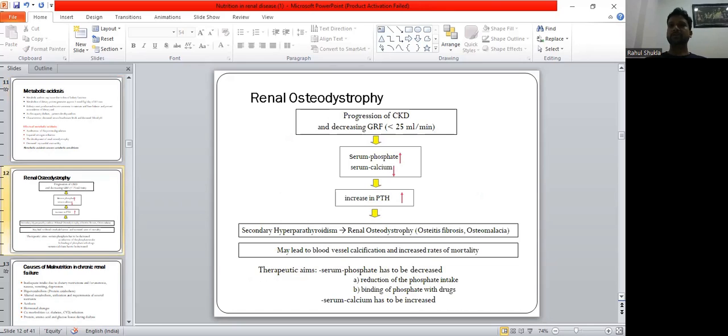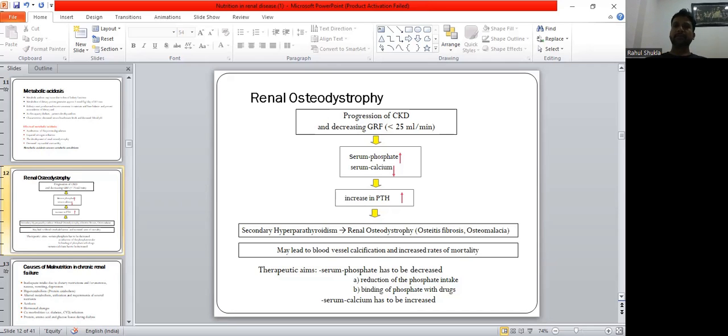Now coming to renal osteodystrophy. As the GFR decreases to less than around 25 ml per minute, there is an increase in serum phosphorus and serum calcium decreases, and this stimulates the parathyroid hormone. Because of hyperparathyroidism, there is osteitis fibrosa and osteomalacia. Because of vitamin D deficiency, the active form of vitamin D is also disturbed, so this ultimately leads to vascular calcification and increased mortality. And phosphorus has to be decreased by serum phosphate binders.